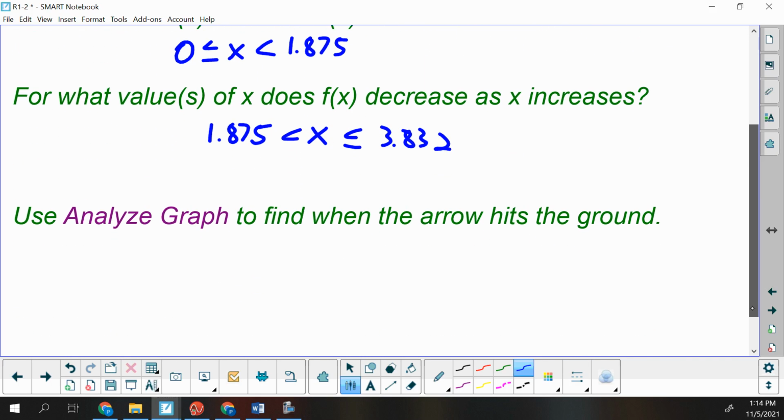And then the next question is kind of silly because we had to just find that. When does the arrow hit the ground? At 3.832 seconds.